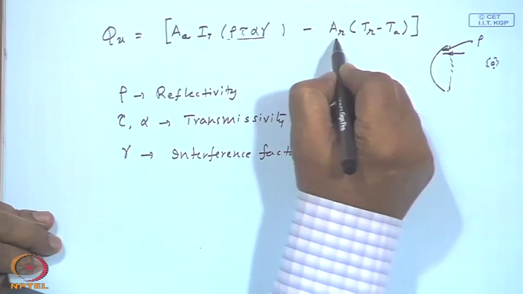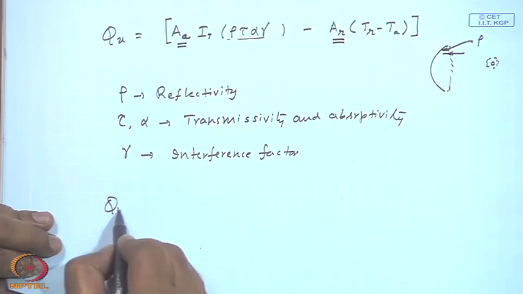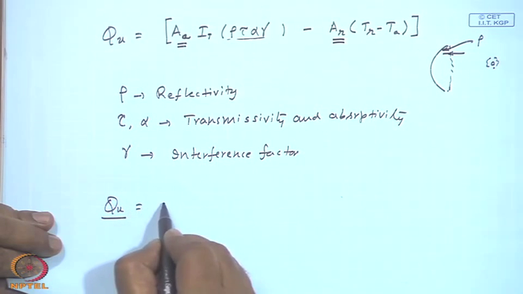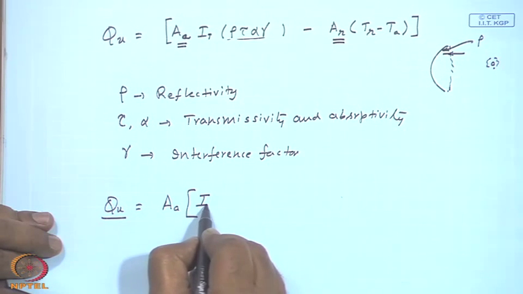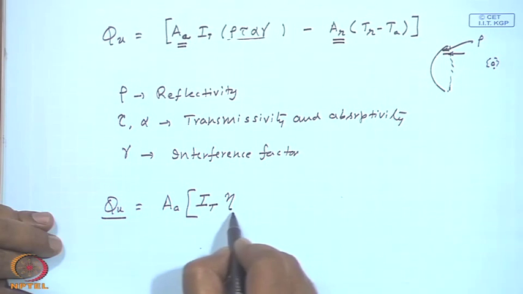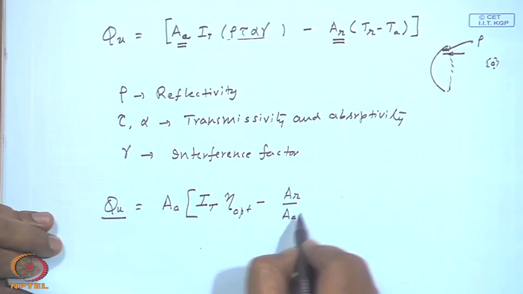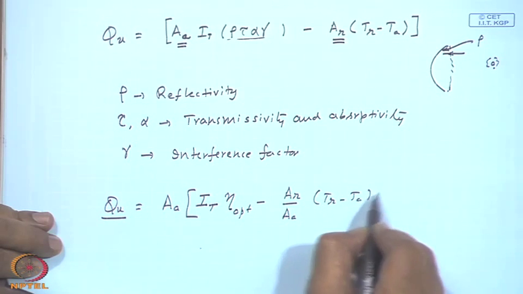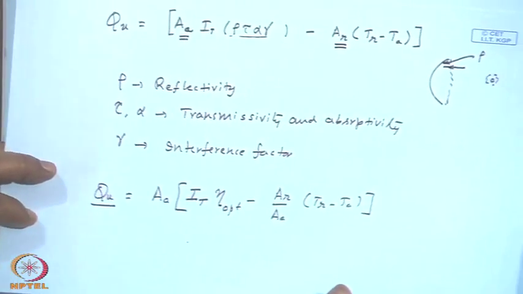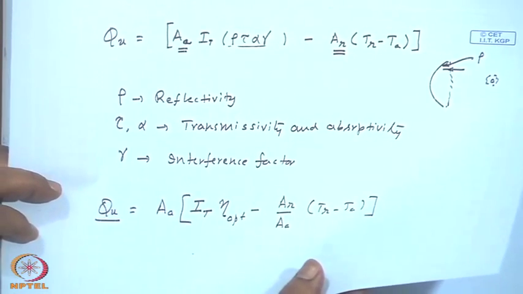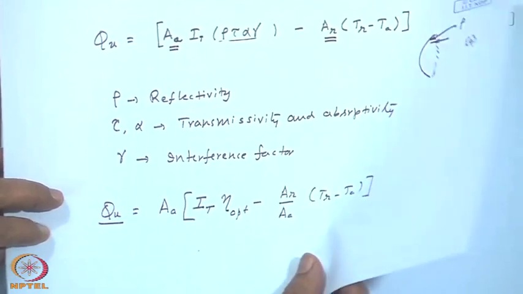Now, the losses are taking place from AR, whereas the collection is taking place from AA. So, if you write QU equal to AA, which is analogous to our AC in the case of flat plate collectors, multiplied by IT, I will call it overall eta optics, minus AR by AA into TR minus TA. So, this is written like this, except this eta optical is something, and IT I need to evaluate on a different basis depending upon how this concentrating collector is tracked with respect to the sun's position.